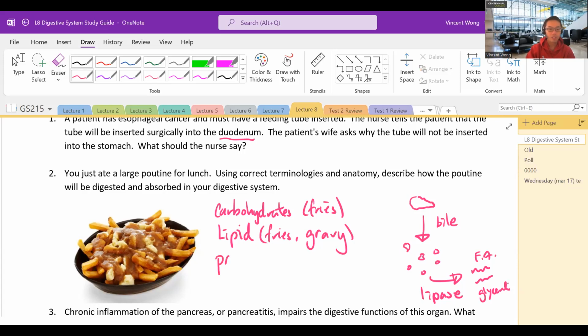Okay, the protein. Where is the protein from in the poutine? The cheese, that's right, the cheese. Cheese is primarily protein and fats. And as for the protein digestion, it would happen first of all in the stomach, and it will continue to be broken down further in the duodenum. Okay, so that's what it is.